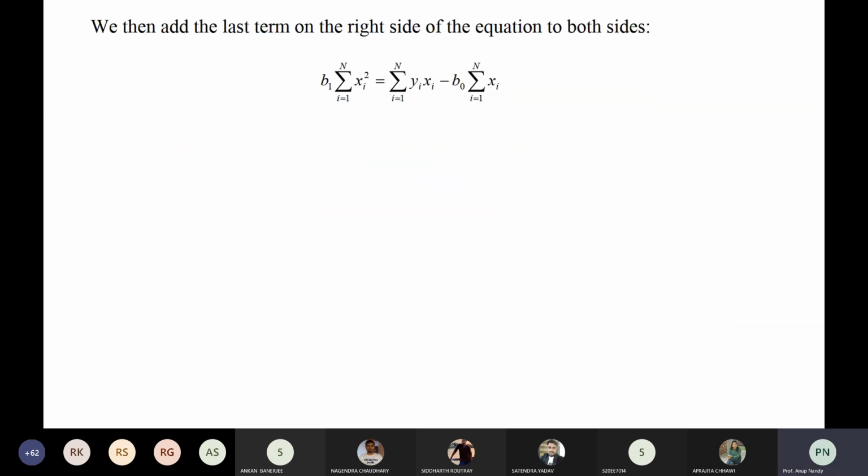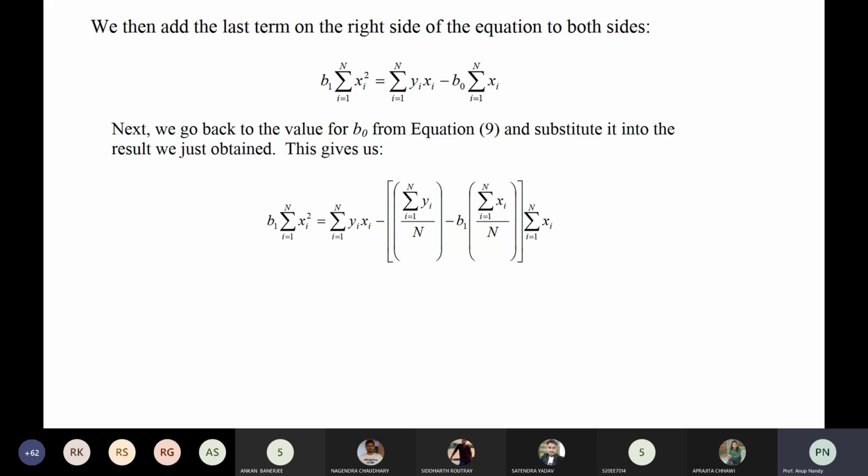Next, we add the last term on the right side of the equation to both sides, because already you have an expression for computing b0. Similarly, you need to have an expression for the term which is associated with b1, that can be written, or you can bring in front, b1 sum from i equals 1 to n of xi square equals the sum from i equals 1 to n of yi xi minus b0 times the sum from i equals 1 to n of xi.